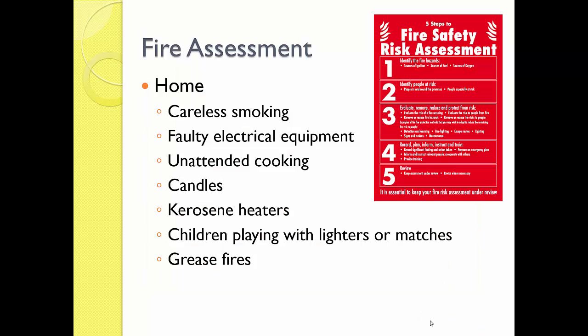Okay, so we'll move on to talking about fire assessment, specifically in the home environment. We need to assess our patients at a higher risk for experiencing a fire in the home. Most fires do happen at home in that environment. So things such as careless smoking, faulty electrical equipment, unattended cooking, candles that are lit for long periods of time or unattended, kerosene heaters, children that have access to matches and lighters and could be playing with those, grease fires. Any of those are what we would consider risk factors for a fire in the home.